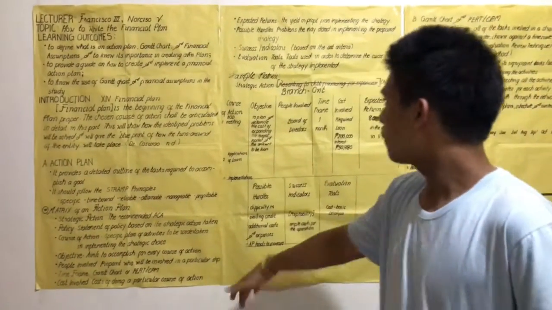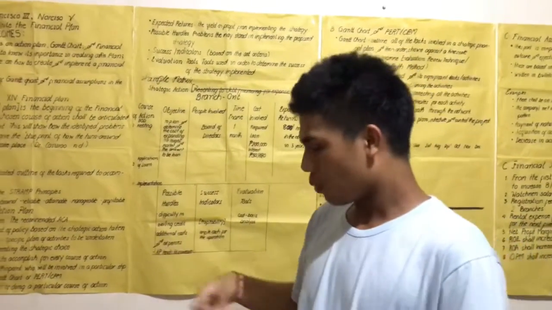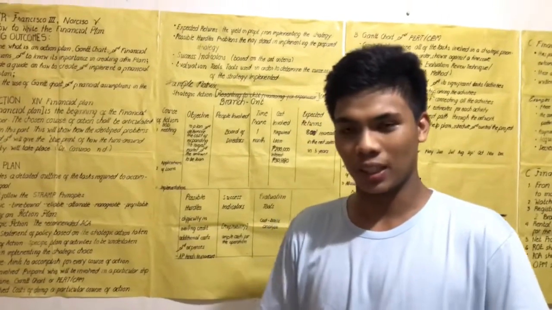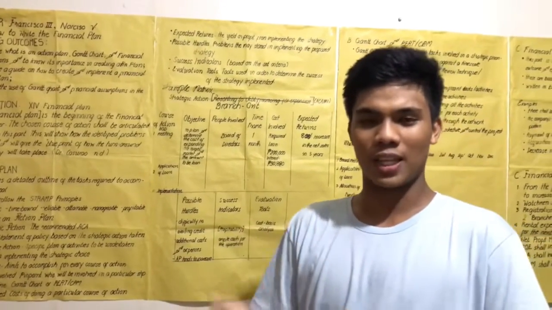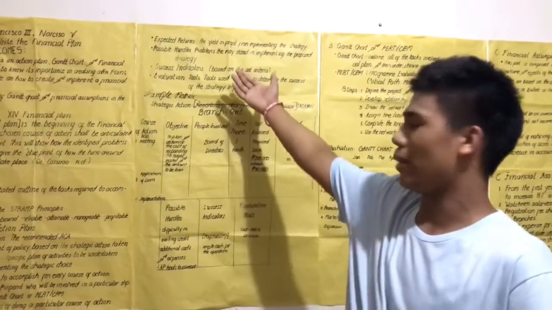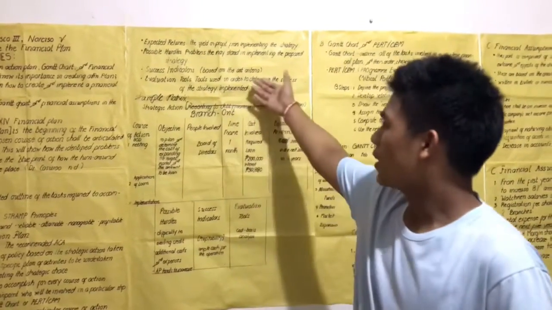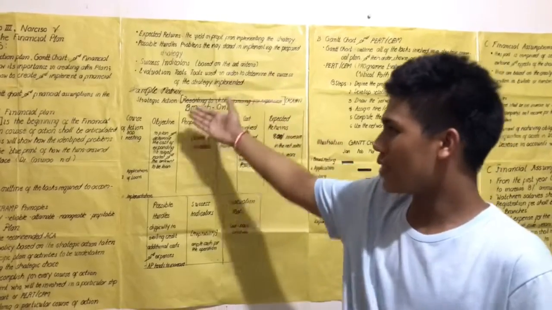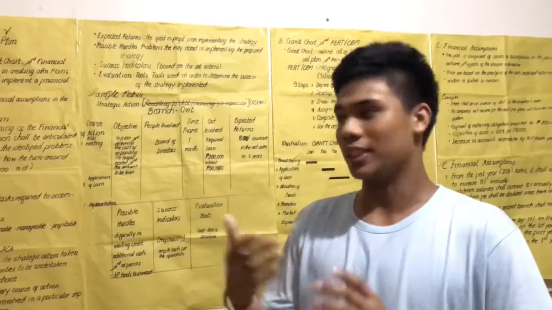And of course, the expected returns. Why we are doing this action is because we are expecting something in return. It can be a yield or profit or something that will benefit the company. Next is the possible hurdles. These are the problems that may arise or that the company may encounter during the execution or implementation of the chosen strategy.